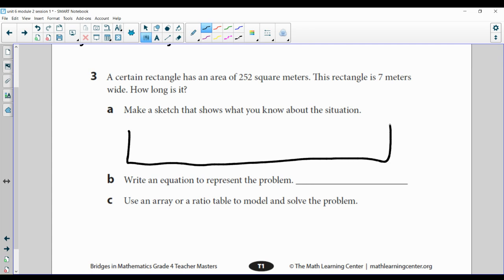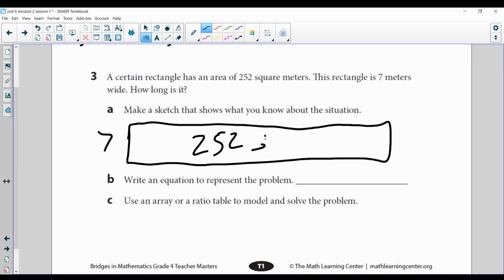All right, so what do we know? Well, first we have a rectangle, and we know that one of the sides is 7, and that the area is 252 square meters.